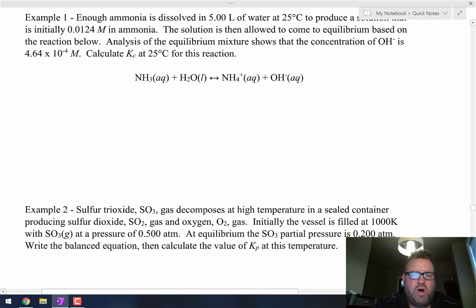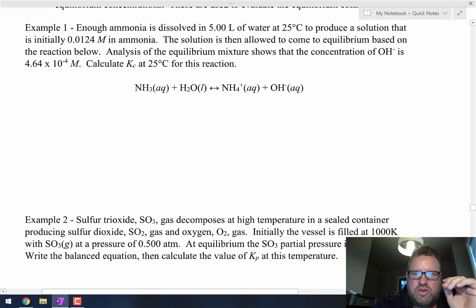So example 1 says, enough ammonia is dissolved in 5 liters of water to produce a solution that's initially 0.0124 molar in ammonia. The solution is then allowed to come to equilibrium based on the reaction below. Analysis of the equilibrium mixture shows that the concentration of hydroxide is 4.64 times 10 to the minus 4th, and they want us to calculate the equilibrium constant.